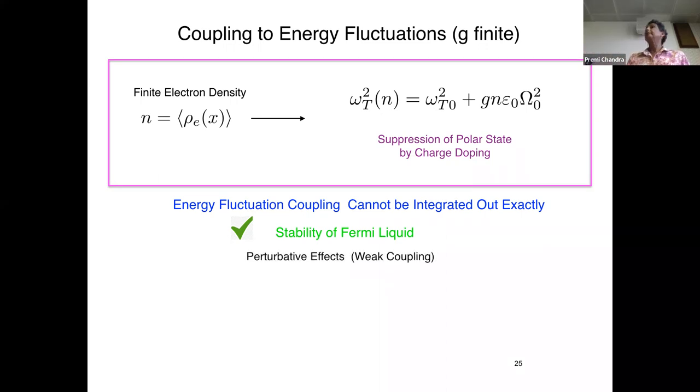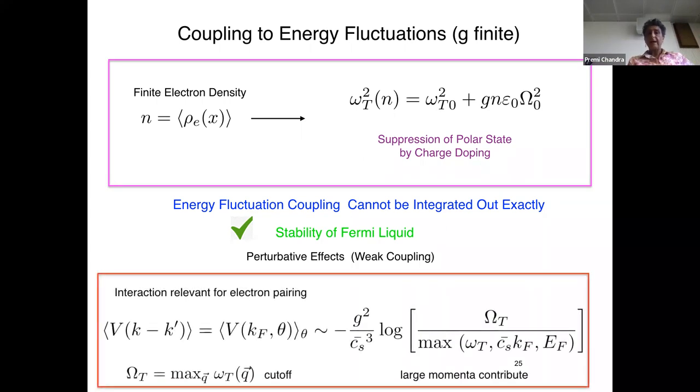All right. So the good news is that because we're weakly coupled, we can do perturbation theory. So we can just consider those two-phonon exchanges, again, in three dimensions. And what do we find? We find that the interaction that's relevant for electron pairing that comes from this perturbative treatment has this form. The key thing to notice is that we have three distinct energy scales. We have omega_T, we have c_s k_F, where c_s is the speed of sound, averaged over the full Brillouin zone, partly because we have some interesting band structure there, and we have E_F.